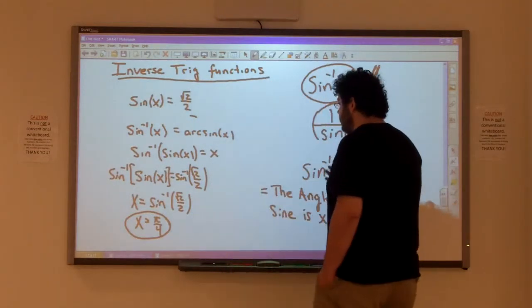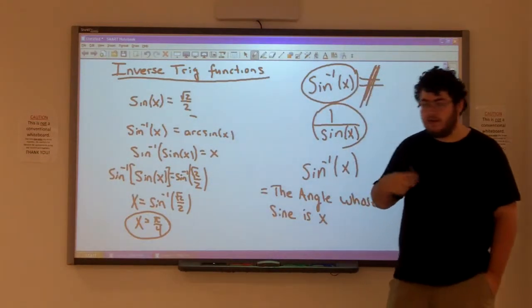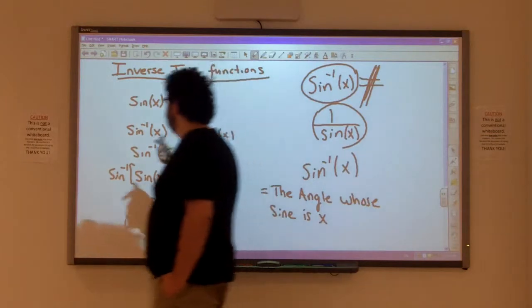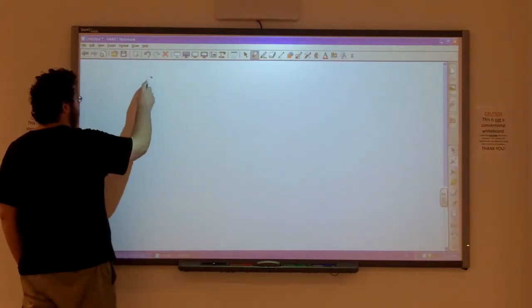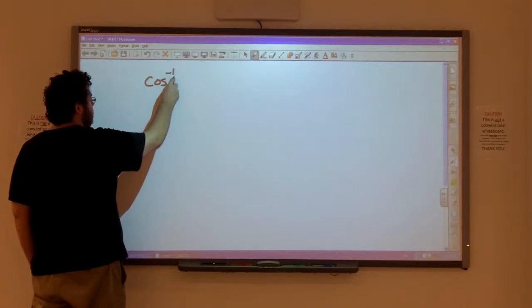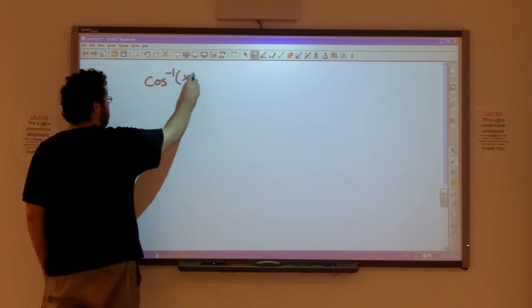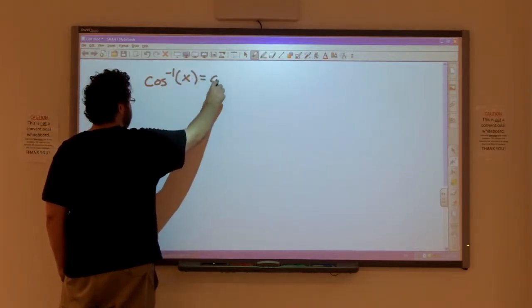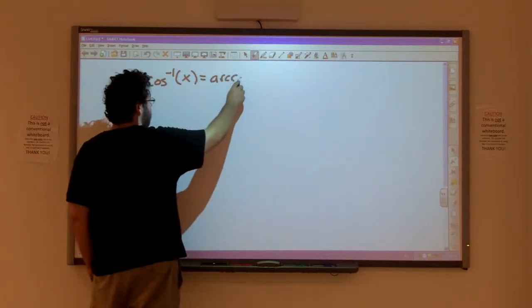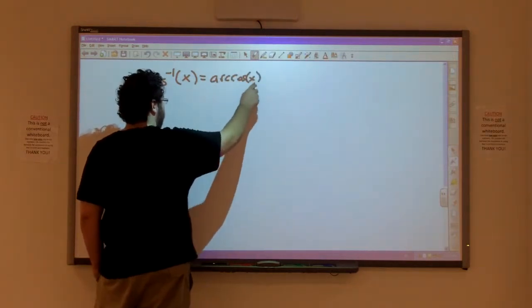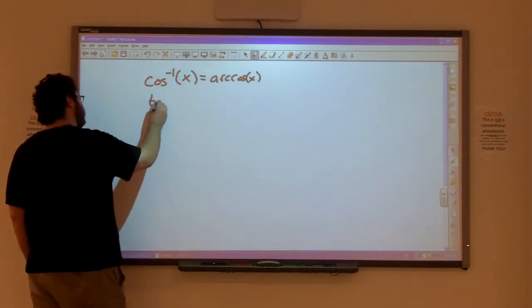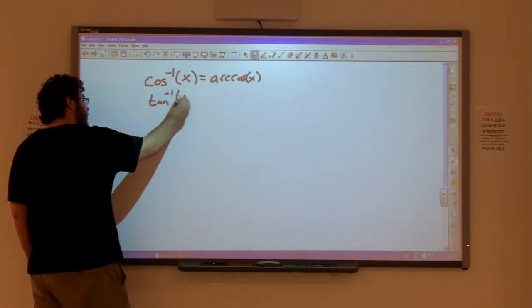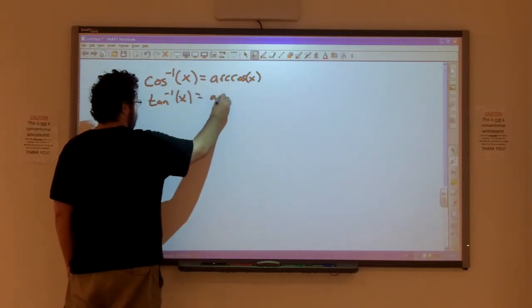Okay, so we can do the same thing for cosine and tangent. We can define inverse functions for those just as well. We can say the inverse of cosine is the inverse cosine, which we also call the arc cosine. It's just a different name for the same thing. And for tangent, same thing.